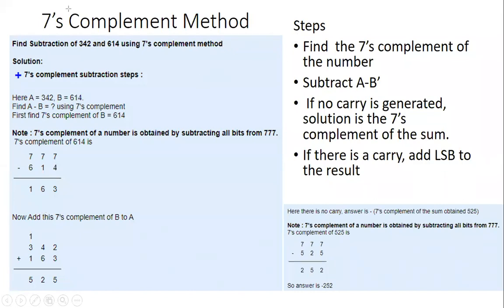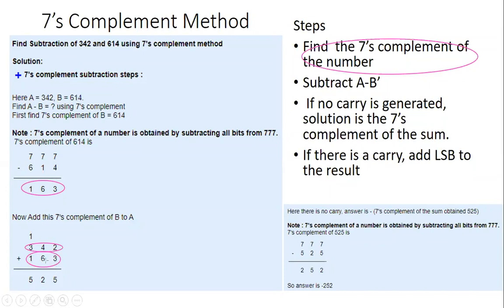What is the next step? The first step in the 7's complement method, as I've given over here, is to find the 7's complement of the number. Done. Then subtract A minus B bar, or add A plus the 7's complement. Both mean the same. So what is our A now? A is 342. What is the 7's complement number? 163. 342 plus 163, we have to add both now.